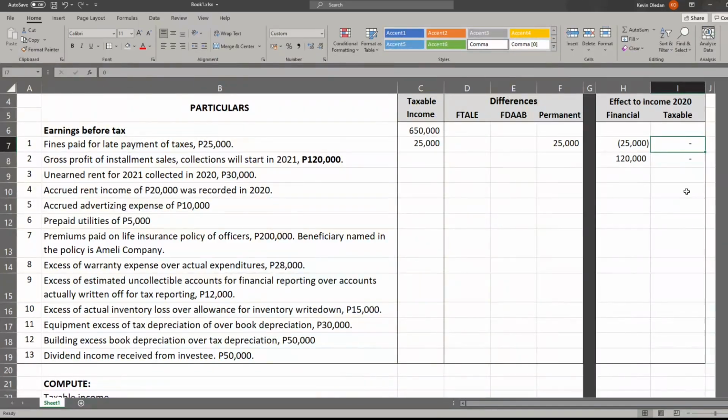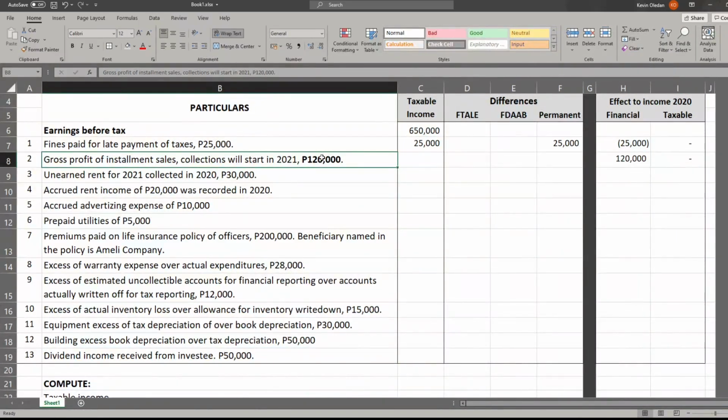Bakit? Kasi ang 120,000 magiging income po sa taxation kung makolekt na siya. Well, if the collection starts in 2021, then a portion of the 120,000 will be part of taxable income in 2021. Tapos kung may collection sa 2022, magkakaroon din ng taxable income in 2022. So ito po ang scenario. Let me cut the story short.